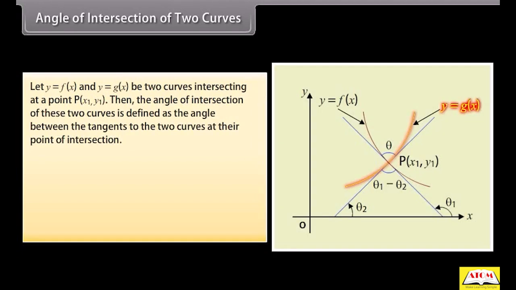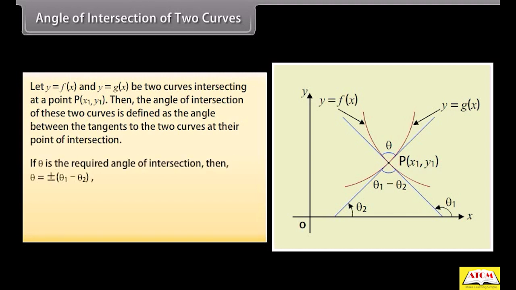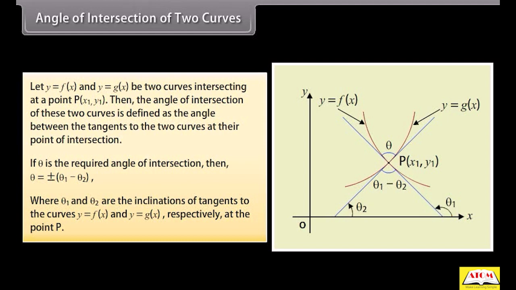Angle of intersection of two curves. Let y = f(x) and y = g(x) be two curves intersecting at a point P(x1, y1). Then, the angle of intersection of these two curves is defined as the angle between the tangents of the two curves at their point of intersection. If theta is the required angle of intersection, then theta = ±(theta 1 − theta 2), where theta 1 and theta 2 are the inclinations of tangents to the curves y = f(x) and y = g(x) respectively at the point P.